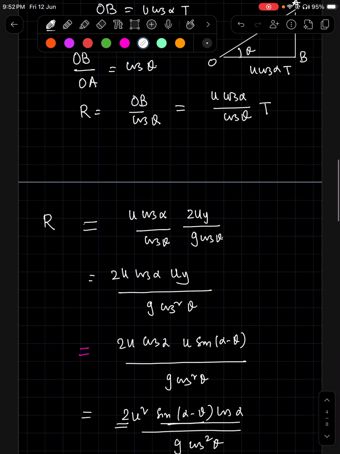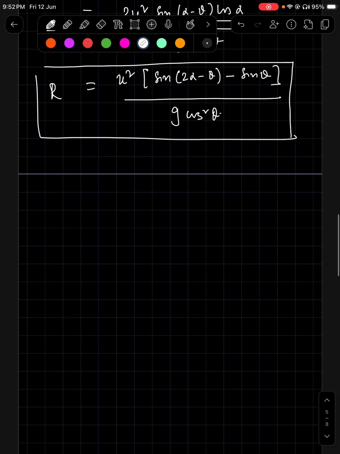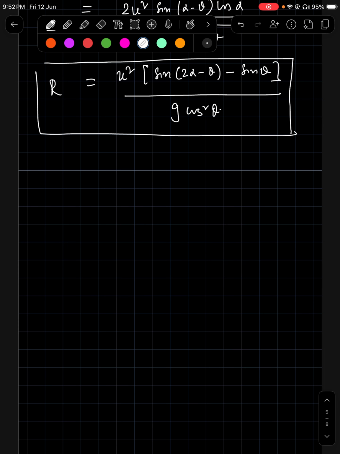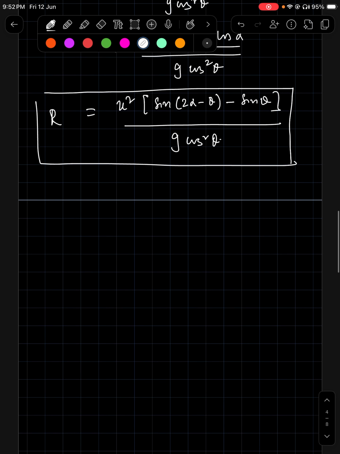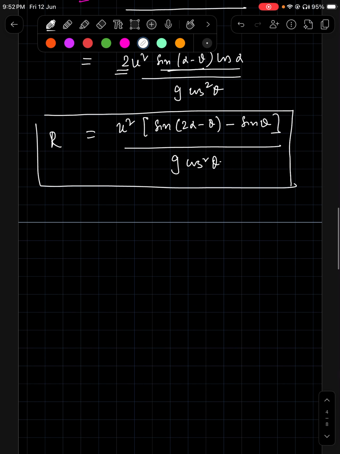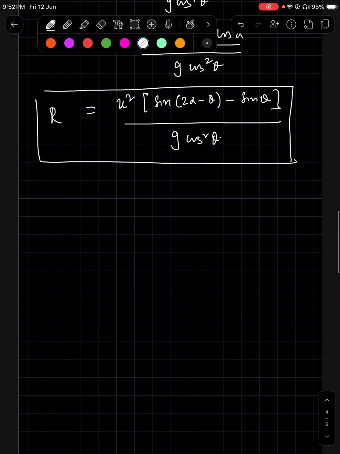Now we are going to see some important characteristics that are very important in projectile motion. The first is: what is the maximum value of the range and how can it be found? How can it depend on the angle of projection?